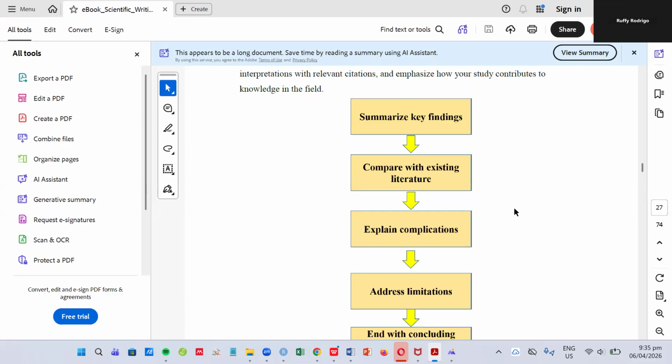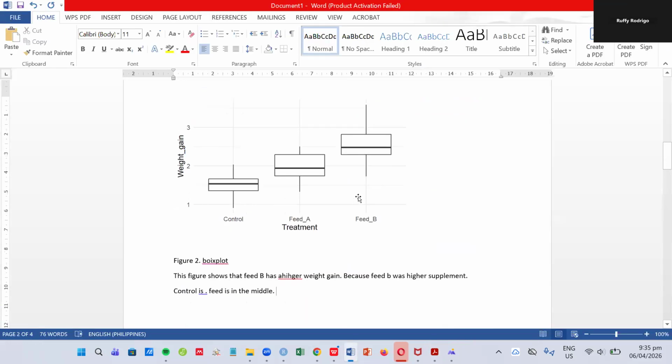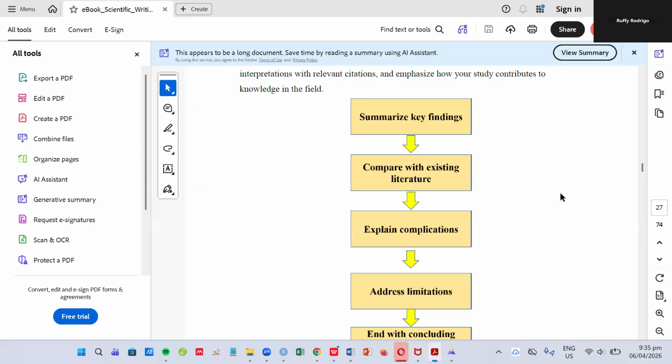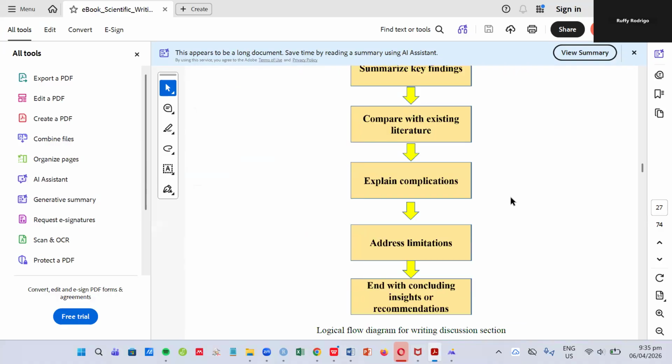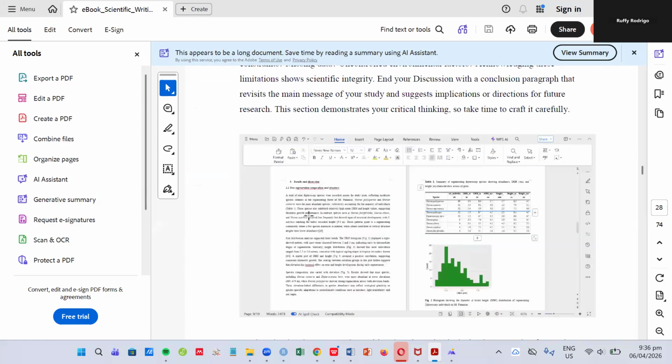And after that, you just address limitations. You can say, unfortunately, because I was only using, let's say, feed A and feed B, I could have had a mix of feed A and feed B and so on. Then write whatever you think is fundamental or relevant to your discussion. And after that, end with concluding insights or recommendations. So this is what I did.